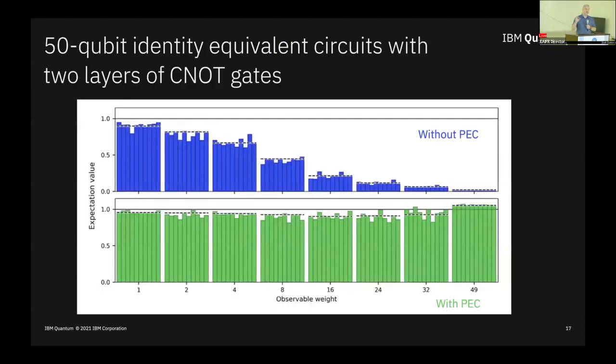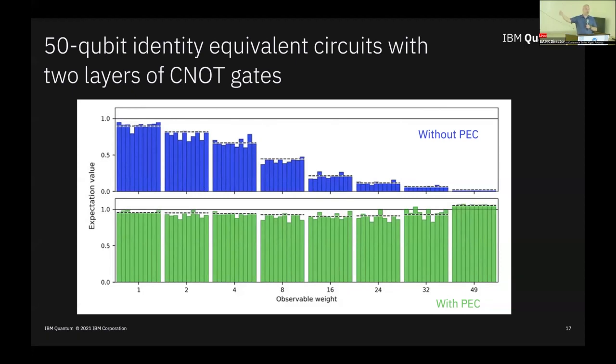So here's a very simple example of this in practice on a real device. Here we're running a really dumb circuit. We prepare all the qubits in the excited state. We perform 2 layers of CNOT gates to make an identity. And so if our quantum computer was perfect, the qubits would always still be in the excited state at the end. And then we look at correlators. We look at, was 1 qubit in the excited state? And the answer is, well, usually, it doesn't really depend whether we mitigate it or not. But then we look at 2-body correlators, where pairs of qubits are in the excited state, where 3 qubits at a time are in the excited state.